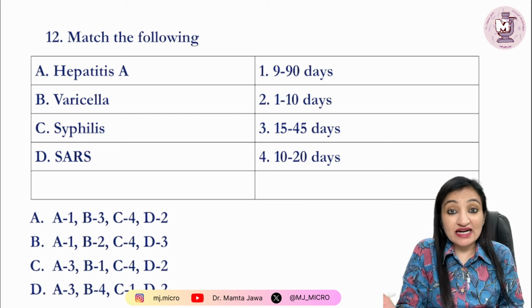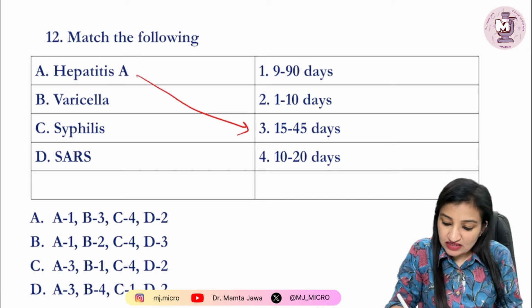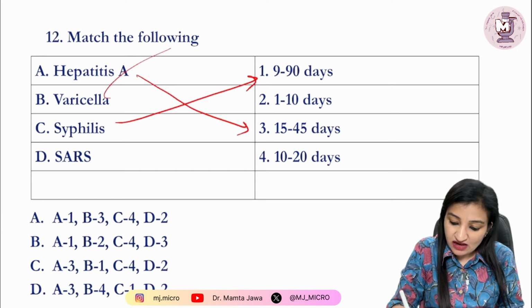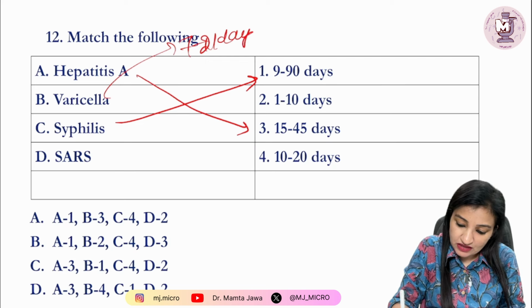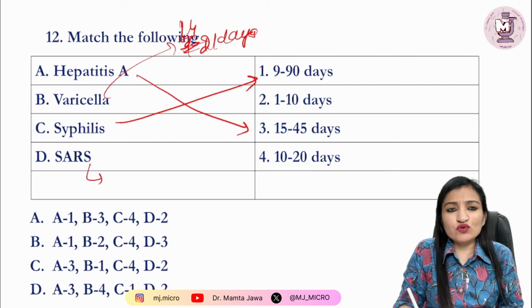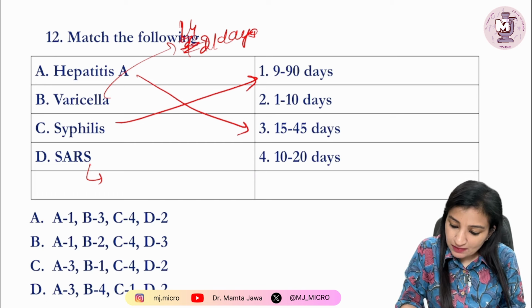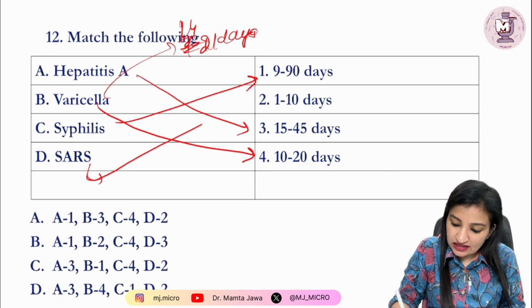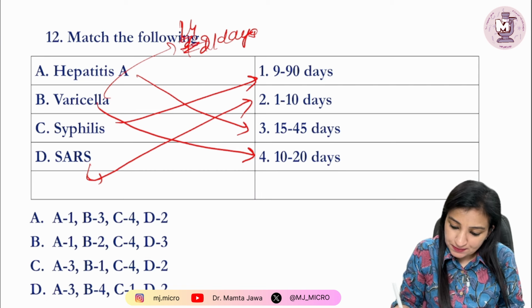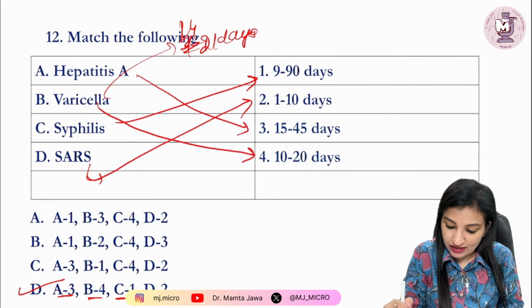So the match the following has hepatitis A, varicella, syphilis, SARS. Hepatitis A is 15 to 45 days, remember. Syphilis 9 to 19 days. Varicella is 7 to 21 days, 14 to 21 days. SARS is an average of 5 to 6 days, but it is variable, up to 14 days has also been stated. So we will take varicella as 10 to 20 days, and SARS as 1 to 10. Okay. So what is the answer? A3, B4, C1 and D2. This is the answer. So remember your incubation periods also pretty well.